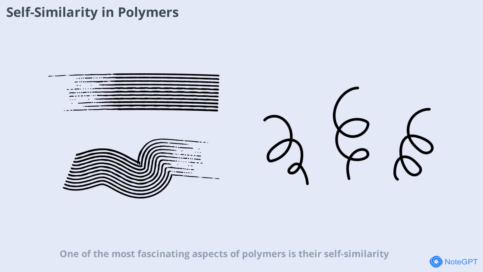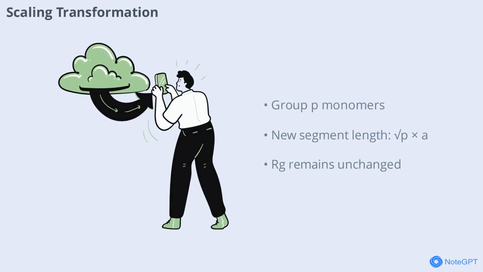One of the most fascinating aspects of polymers is their self-similarity. If we group several monomers together and treat them as a single segment, the overall structure of the chain remains statistically the same. This property means that at different scales the polymer looks and behaves similarly, a hallmark of fractal objects. See how scaling works in practice.